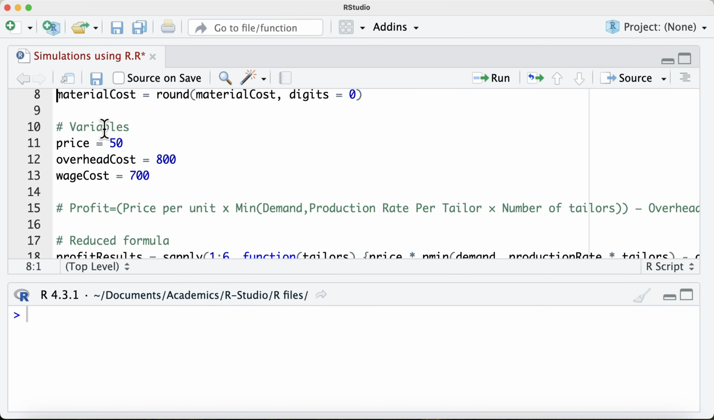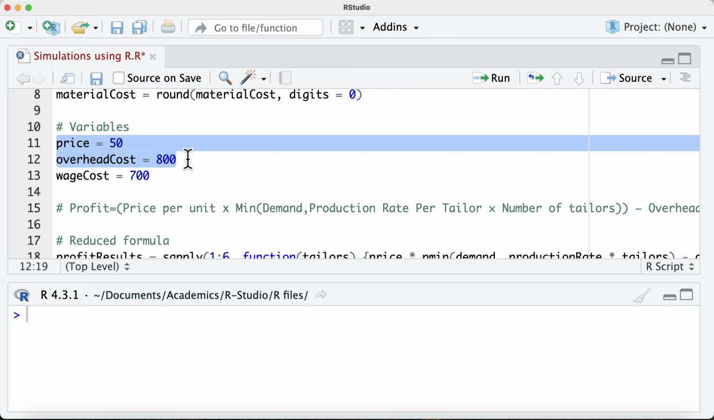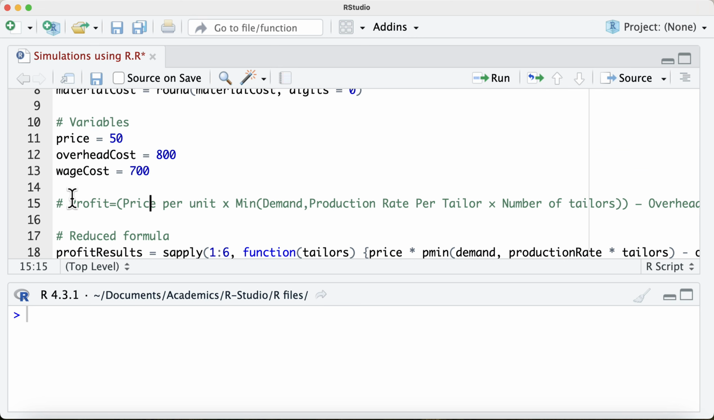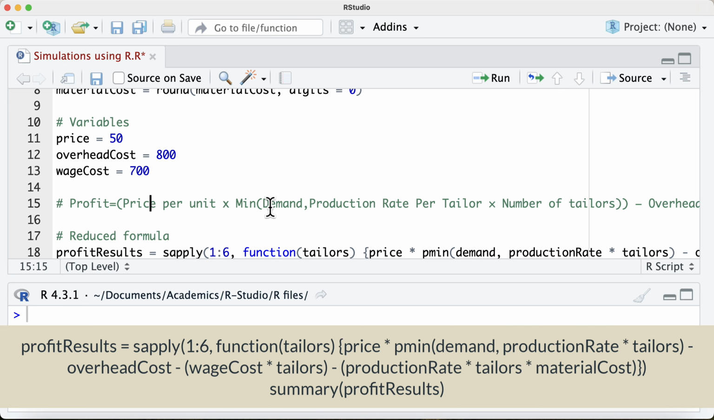Then the next thing is our variables which are constant, for which there is no probability distribution. They are fixed. For example, price is fixed, overhead cost is fixed, and wage cost is fixed. So we don't need any probability distribution. We will use them as such, and I will run them. This formula has been discussed in great detail in another video that's about using Microsoft Excel for simulations.